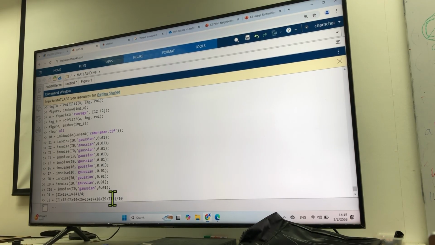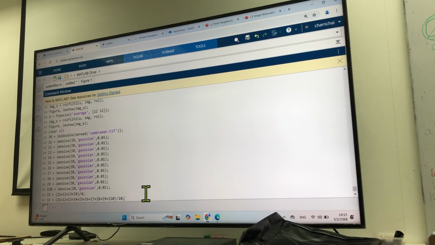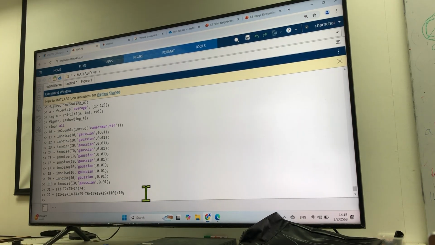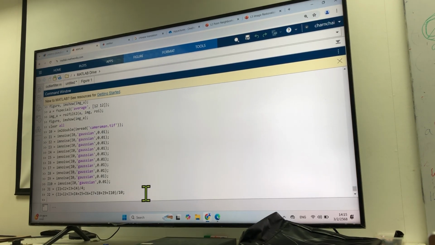J2 will be I1 plus I2 plus I3 plus I4 plus up until I10, divided by 10. This is called image averaging. You get several images of the same scene with different noise, and you take the average.